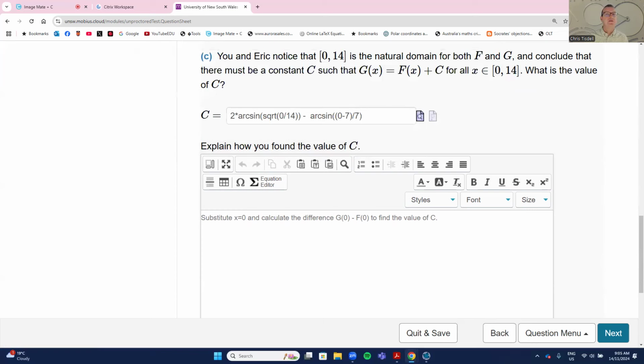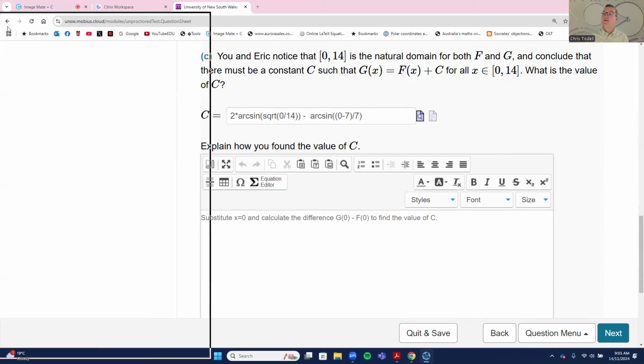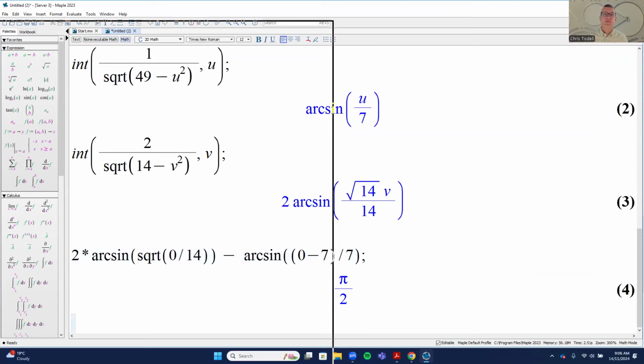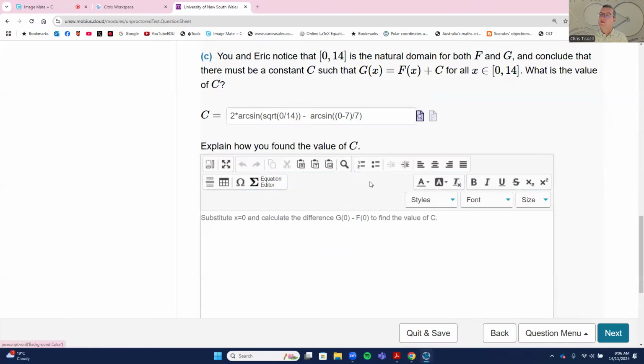If I go over to Maple here, I said it can't simplify it, right? I've just copied and put it in there and you get pi on 2. So you can simplify it if you want to, but I've chosen not to do it.